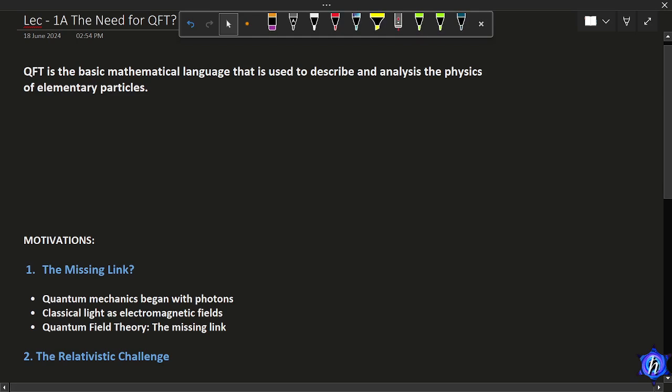Hello and welcome to our first lecture on quantum field theory. In this lecture, we are going to address a very important question, which is why do we need quantum field theory?